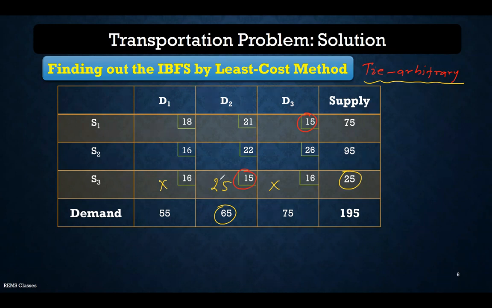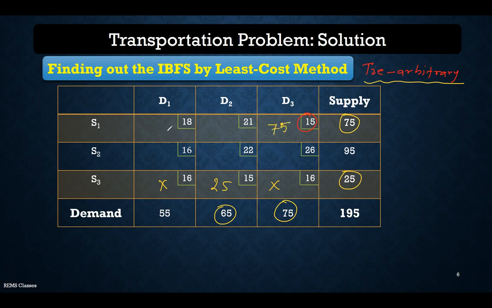Next, we will again scan the least cost. The next least cost is again 15 units. So we will start allocating in this particular cell. In this cell, there is a demand of 75 units and a supply of 75 units. So we can supply 75 units in this cell.